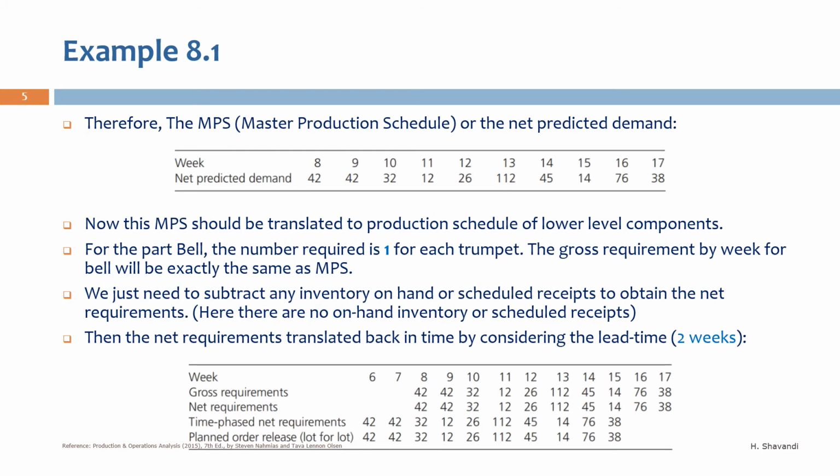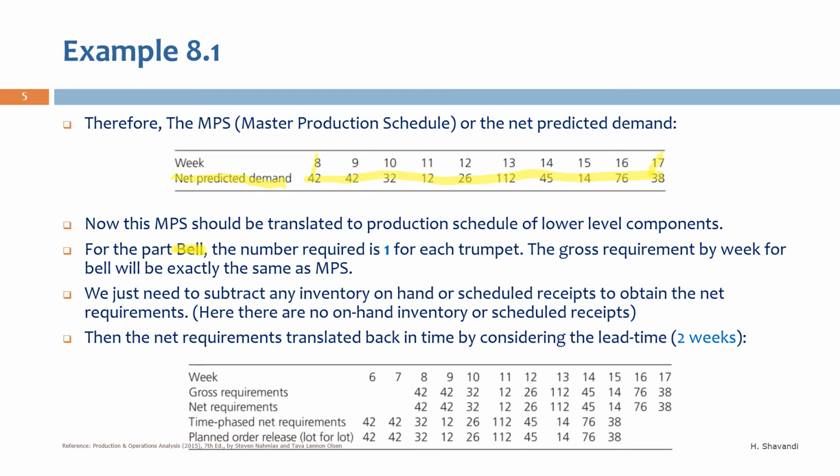By considering those numbers as inventory on hand and scheduled receipt, and if we deduct those numbers from the gross requirement, which is the forecasted demand, we can obtain the net predicted demand or net requirements for our end product, which is trumpet here, from week 8 up to week 17. So this is called our master production schedule, or MPS. Now we can go down in the BOM and translate the MPS to producing of the components. Now let's consider part bill here.